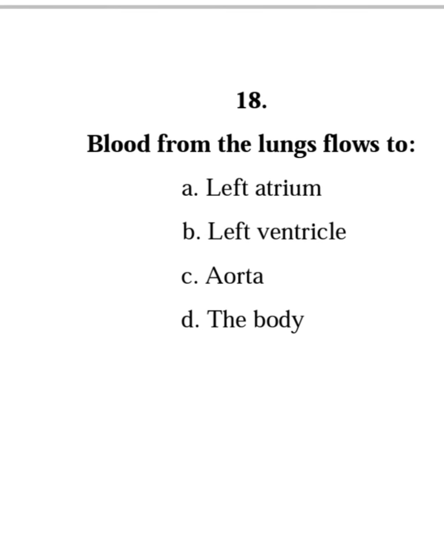Number 18. Blood from the lungs flows to left atrium, left ventricle, aorta, the body. The correct answer is A, left atrium. So the blood from the lungs flows to the left atrium.